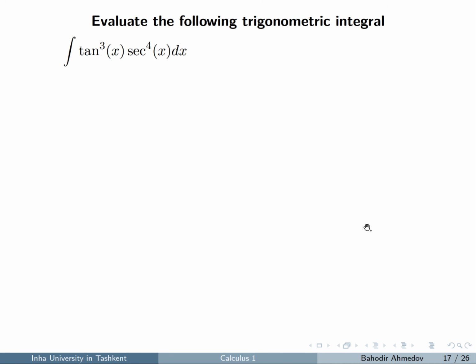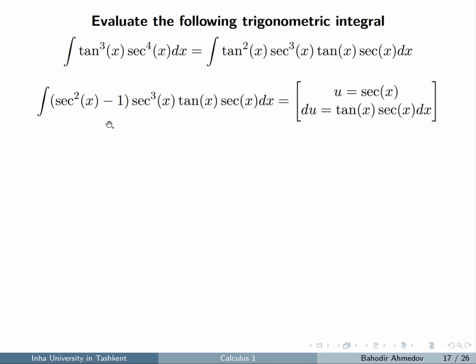So let's consider an example. It doesn't matter what the power of the secant is. The power of the tangent is odd, and I'm going to split off one tangent. So one power of the tangent goes here, and one power of the secant also goes here. So this is going to be our du, right? Now we need to express the tangent squared in terms of the secant. So we can write this as secant squared minus 1. By introducing u equal to the secant, we can write down here u squared minus 1 multiplied by u cubed multiplied by du.